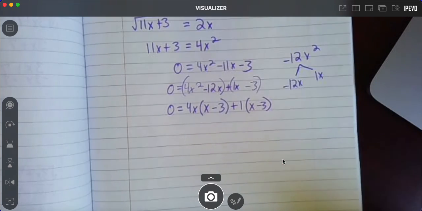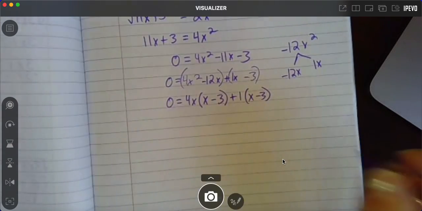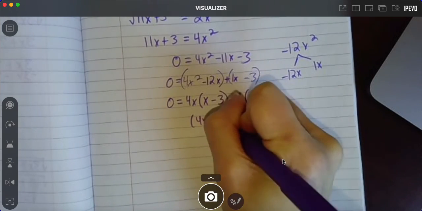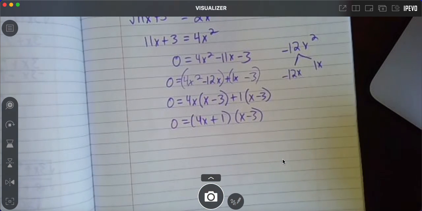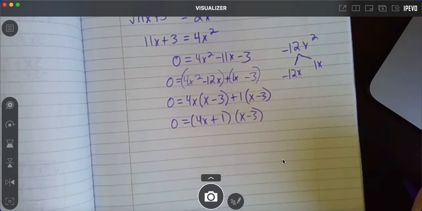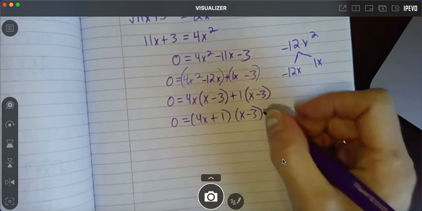And I have the same thing. It must match. So what are my two answers? 4x plus 1 and x minus 3. Okay, so now, what would my final number be? You have to plug that in. So just that one's easy. What's that one? 3.